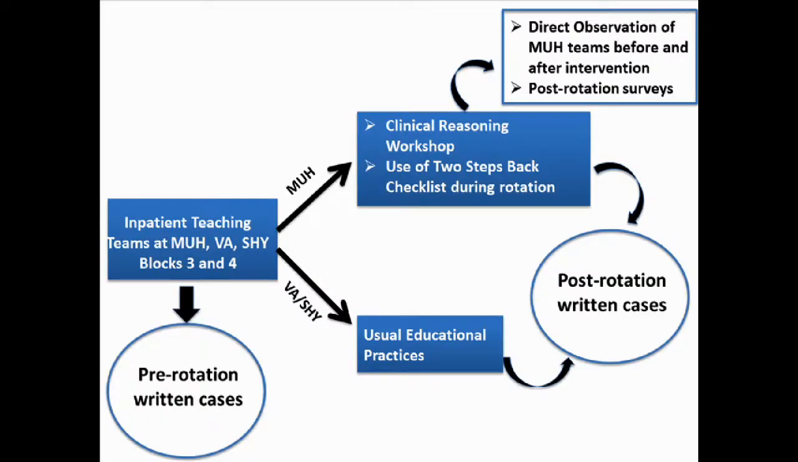This diagram basically shows the flow of participants. You can see that the inpatient teaching teams at Montefiore, VA, and Shadyside during blocks 3 and 4 all were invited to complete the written cases before the start of their rotation. The Montefiore residents went on to participate in the workshop and were asked to use the checklist during their rotation, while residents at other sites participated in their usual educational practices. All residents were again invited to complete written cases at the end of their rotation. And the other modes of evaluation that I already mentioned, you can see in the top right-hand corner.